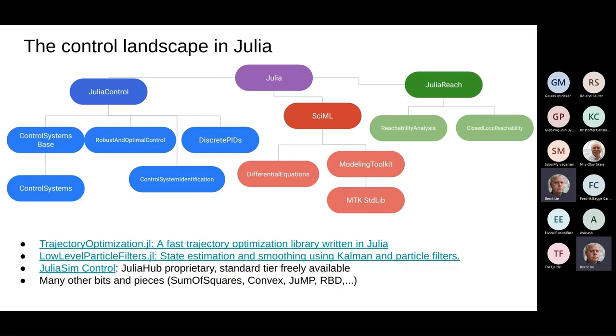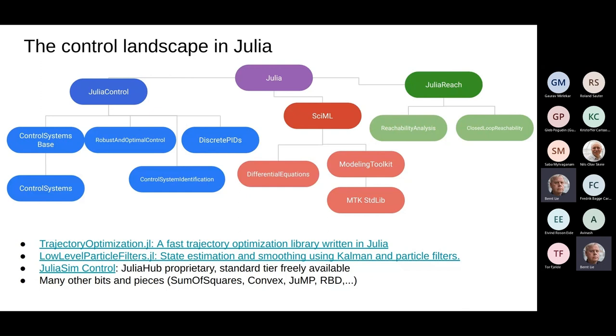So that is proprietary, but there is a standard tier that is freely available. The limitation is that you can use a limited number of compute hours per month. And there we offer a lot of extended functionality that is built on top of the Julia control and the SciML ecosystem. So things like model predictive control are part of that offering. But there are also a lot of other different bits and pieces scattered across the Julia ecosystem that are useful for a control engineer. So I mentioned some of them here.